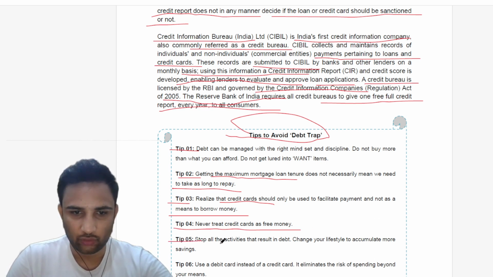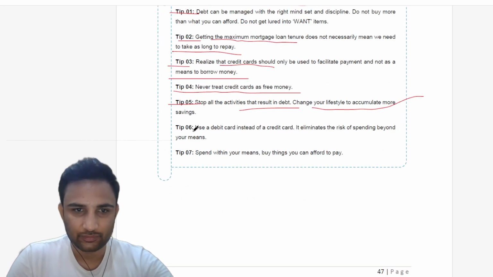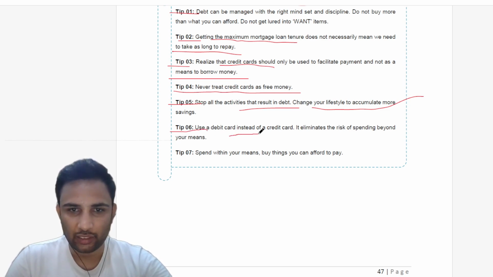Tip number five is stop all the activities that result in debt. Change your lifestyle to accumulate more savings. Tip number six is use a debit card instead of a credit card. It eliminates the risk of spending beyond your means. Tip number seven, spend within your means. Buy things you can afford to pay.